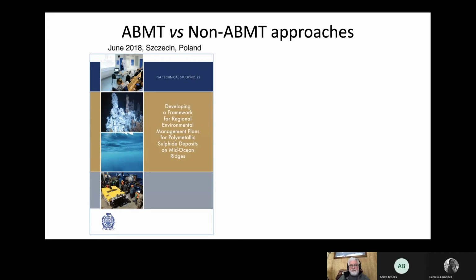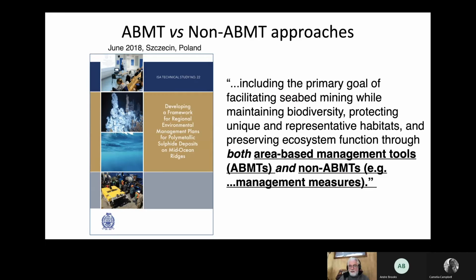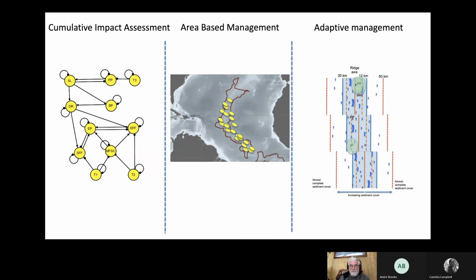Both area-based management tools and non-area-based management tool approaches can be applied together. The recent technical report from the Shenzhen meeting in Poland mentioned this, and I think it's a good place to start when we think about the interplay between area-based management as well as other kinds of management measures.